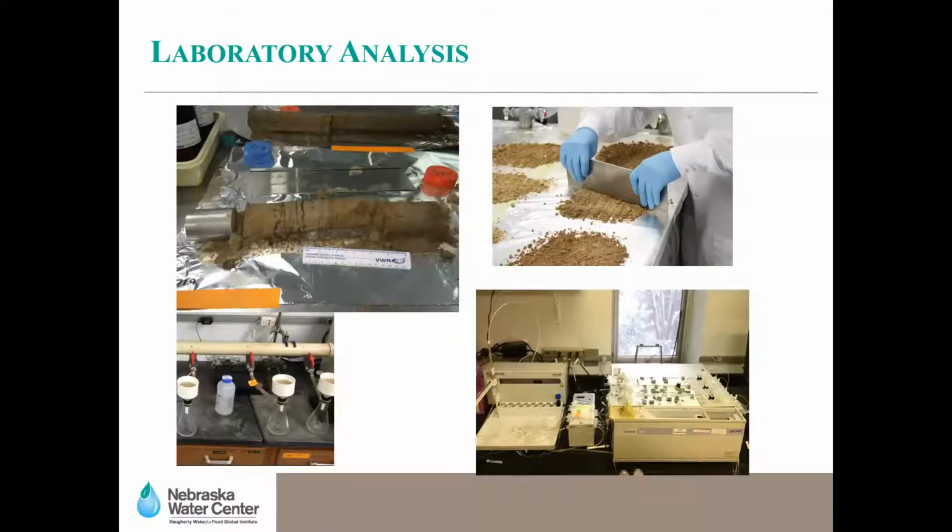Once we get them to the lab, we'll push them out of the plastic liners, and we'll do a very detailed description of what the sediments look like, what kind of textures they are, if they're sand, silt, or clay. If there's any iron or organic matter in them, we'll note that. And then we'll dry a portion of that sample and extract it and measure nitrate and ammonia in those extracts using this instrument in the bottom of the slide. It's called a flow injection autoanalyzer.